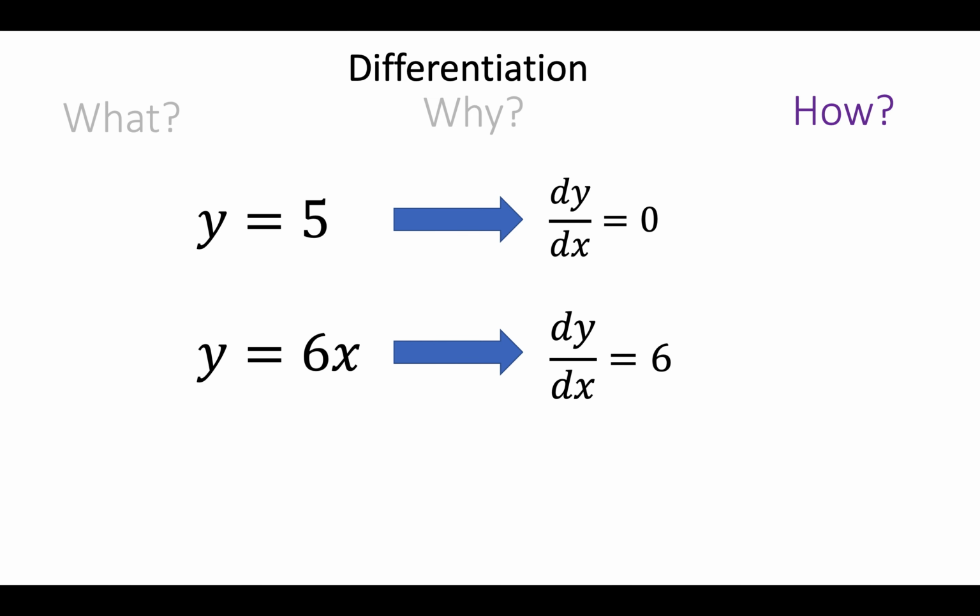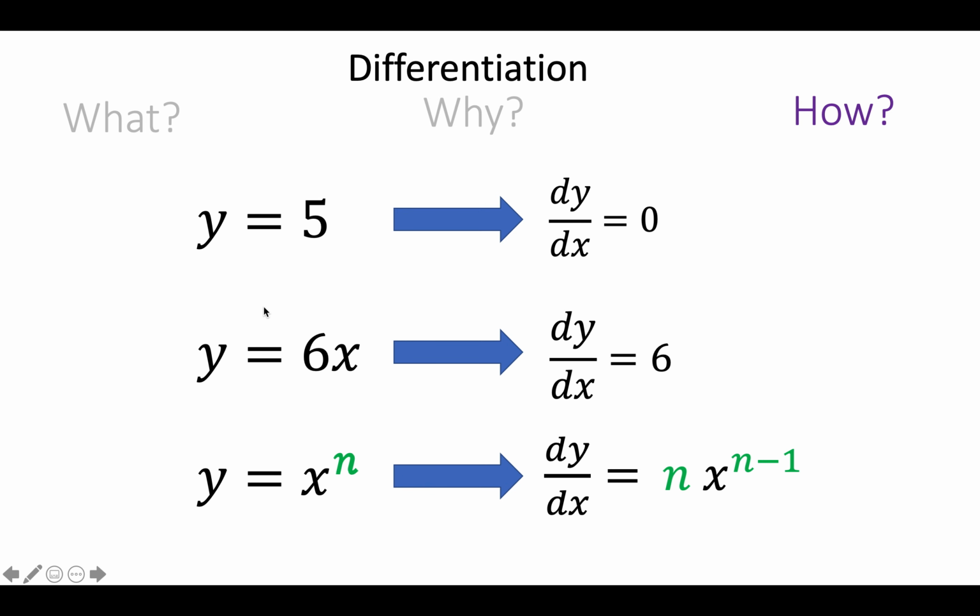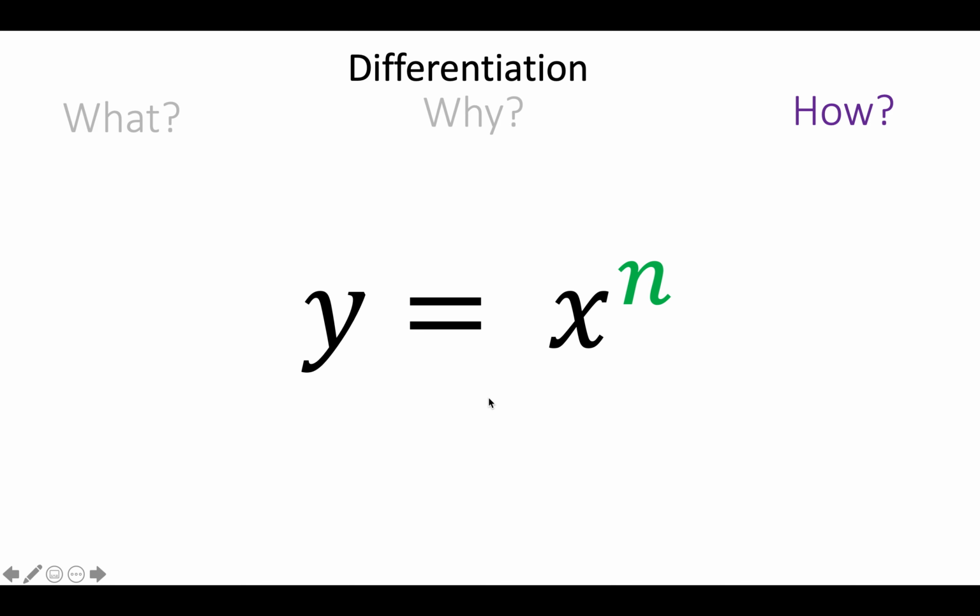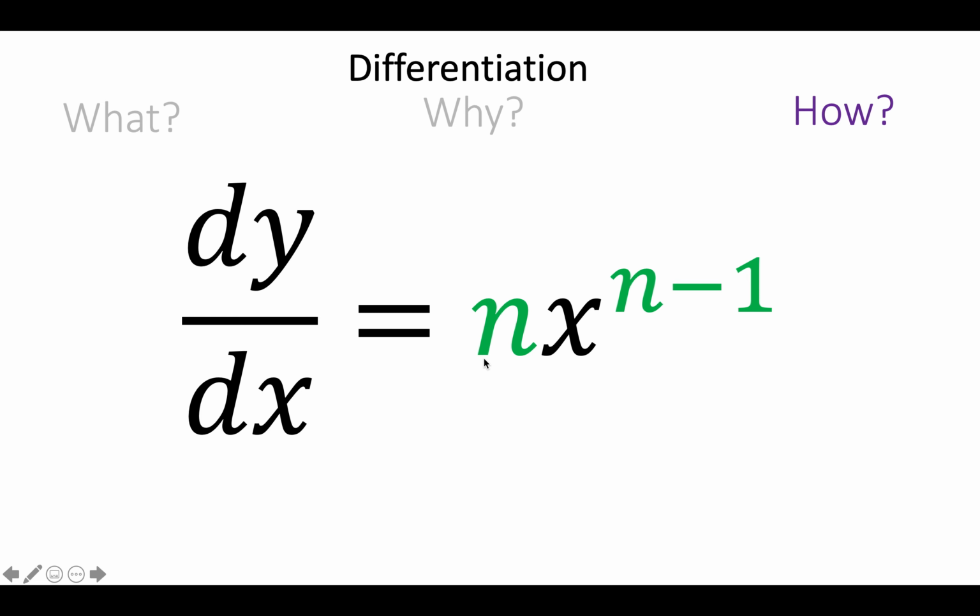Okay? Now, if you've got a power of x, y equals x to the power something, then you bring the power down and then you take one off the power. Let's look at that again. If you start with y equals x to the power n, then you change it to the power comes down, nx, and you take one off the power, n minus 1. This is a really important rule, and you should make a note of this. You will have to remember this for all differentiation questions.